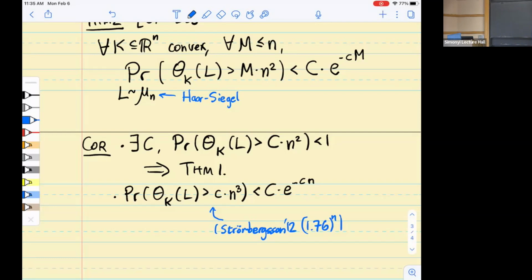Just as a side remark, you might be wondering, why do I start with tail bounds? Why not just give you the first thing you ask, which is what's the expectation? It shows the expectation is good and I'm happy, right? It shows that for a typical lattice the expectation is n squared.